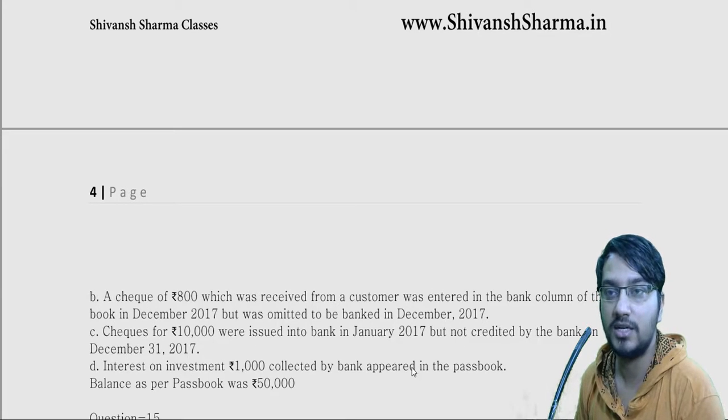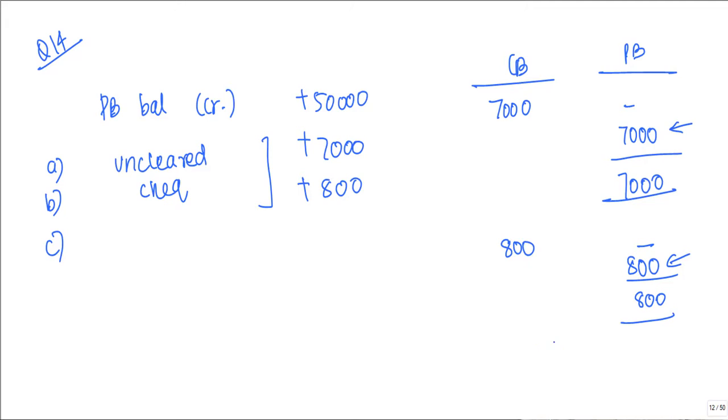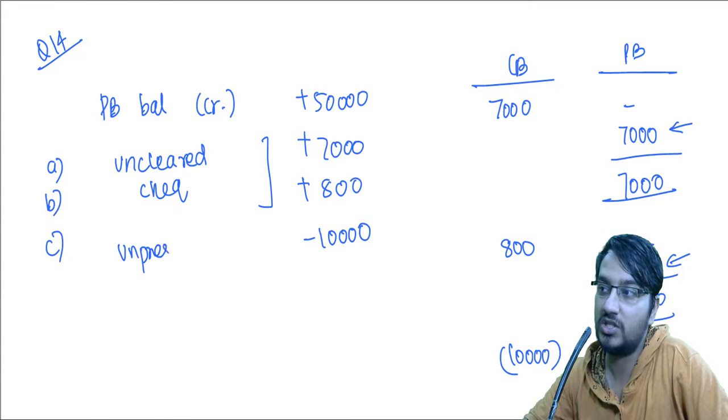The C point is checks for 10,000 were issued but not credited by the bank on December. It is simple adjustment. We'll just say that here we were expecting 10,000 as subtraction, nothing was entered here, so we'll just subtract from here as well because passbook was the starting point. So 10,000 for unpresented checks.